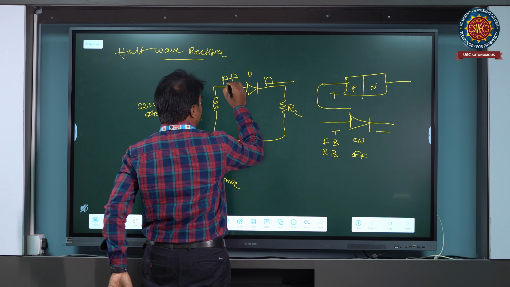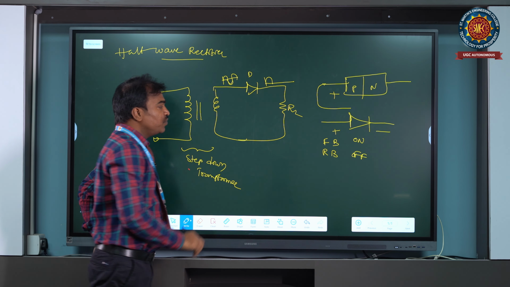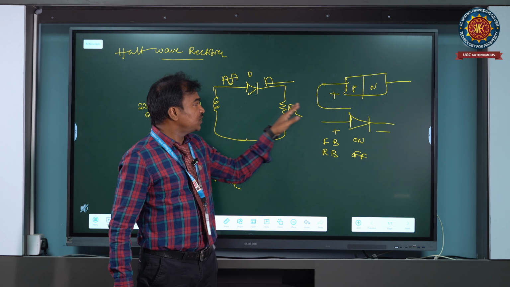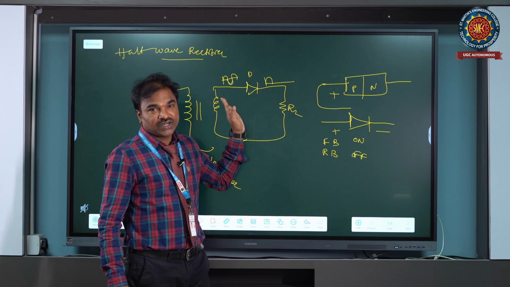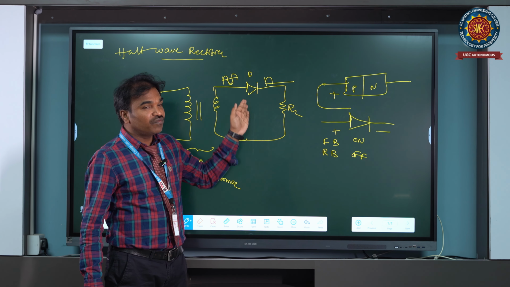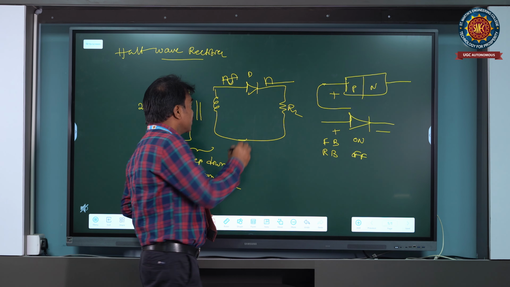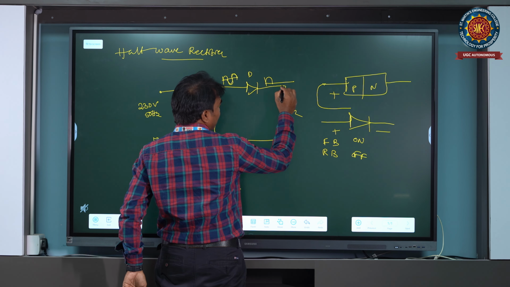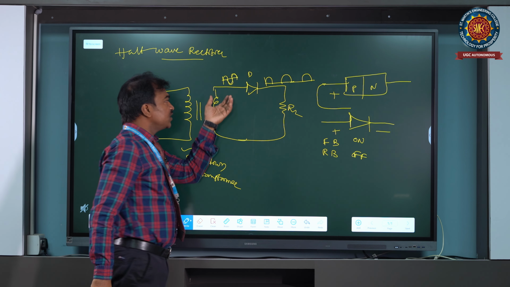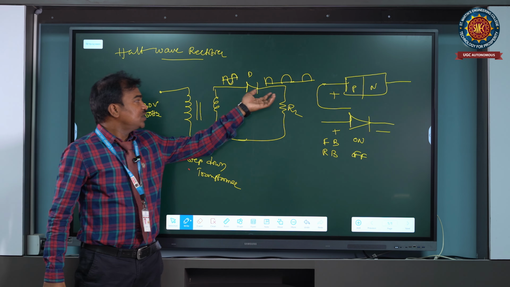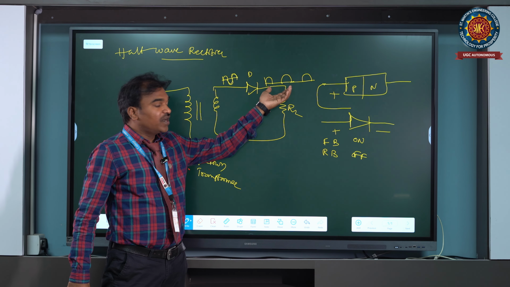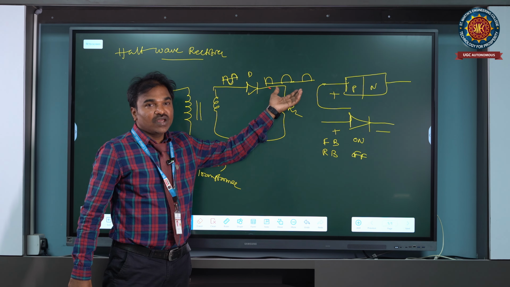Now coming to the negative half cycle. In the negative half cycle, the diode is reverse biased, so the diode is in the off state, and it acts like an open circuit. Again, in the next pulse, in the negative going pulse the diode will be off, and in the positive going pulse the diode will be on. So this is the output of the rectifier circuit.